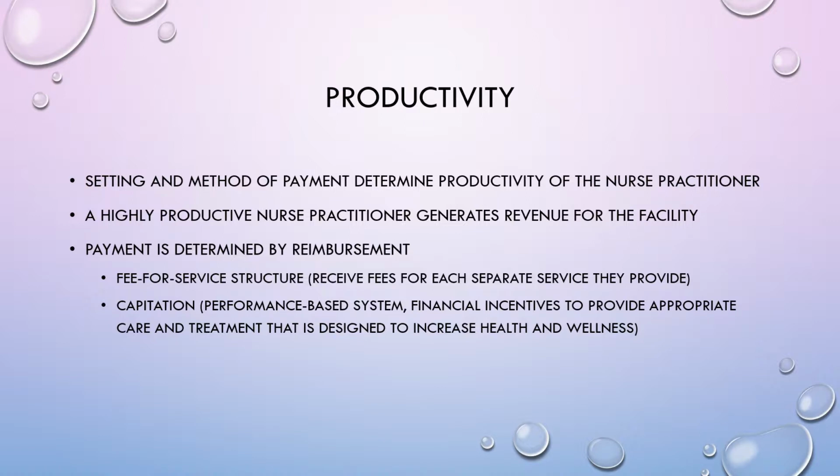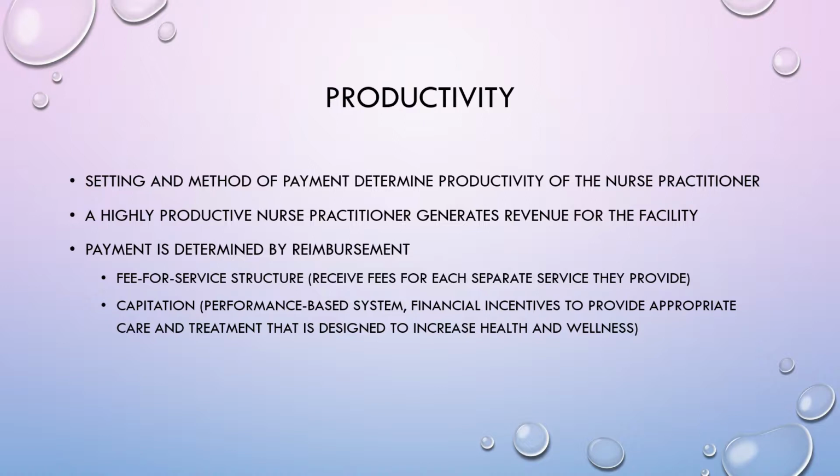Typically, a highly productive nurse practitioner generates revenue or RVUs for the facility or the physician, provider, or hospital that they are employed by. Payment is often determined by reimbursement through health insurance, but payment may also be determined by patients paying independently and out of pocket for the services that the provider performs for them. There are different types of reimbursement through health insurance companies.